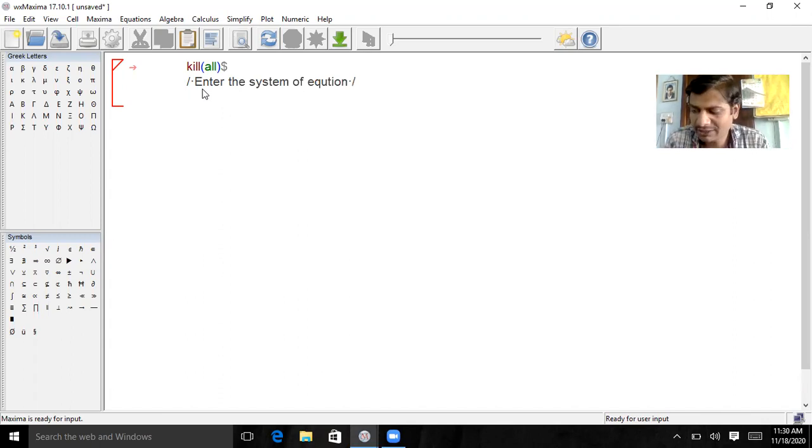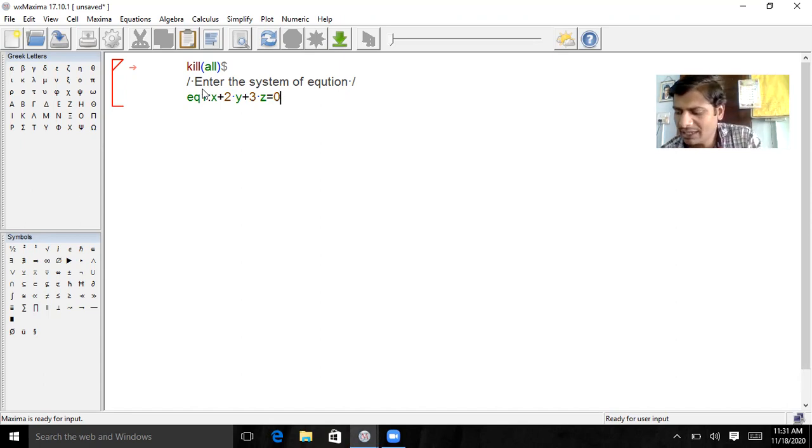First equation, on the first line: type EQ1, that is equation 1, then colon. The first equation is x plus 2y plus 3z equal to 0. I write here x plus 2y, where 2y means you type 2 star y, then plus 3z, 3 star z. That is the first equation, equal to 0. This is a homogeneous equation, that's why the RHS is 0.